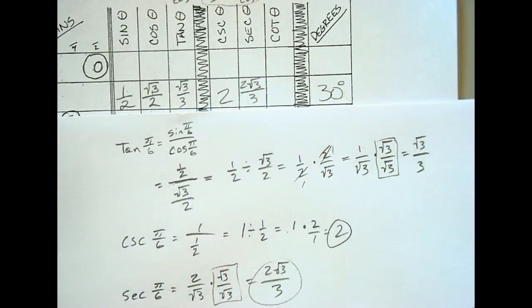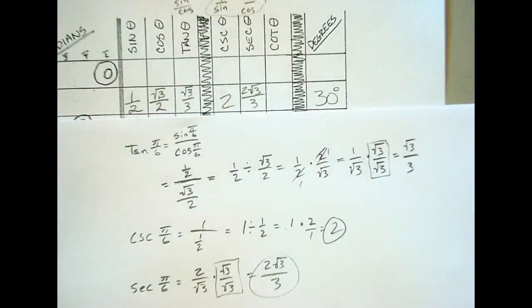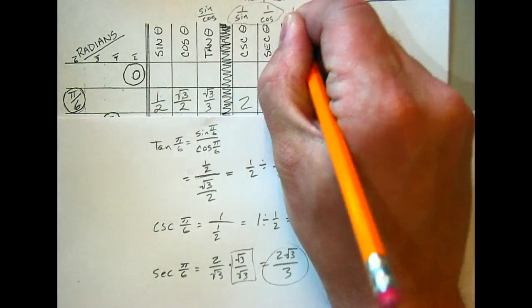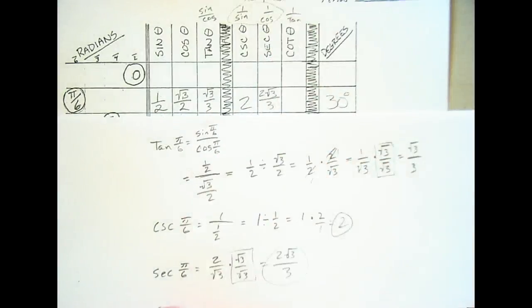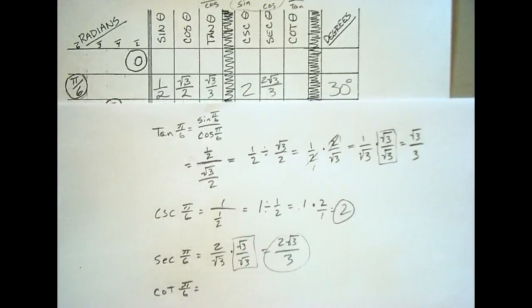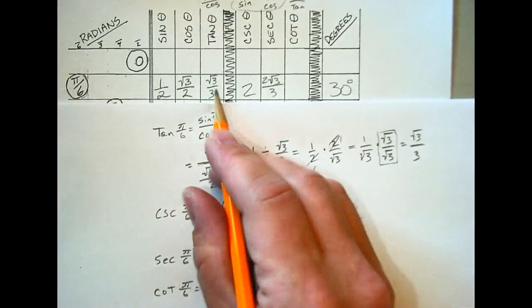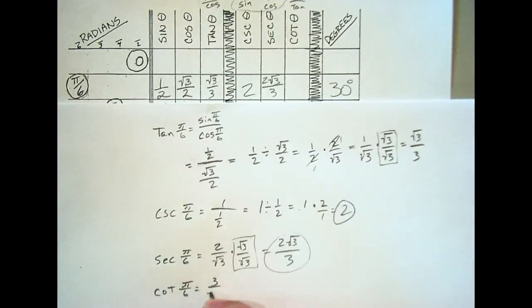Everyone figure out what cotangent is. Okay. See if you got it right. Cotangent. Remember that's 1 over tan. So the reciprocal of tangent. So cotangent of pi over 6 is equal to 3 over root 3. So we got to multiply by that special number 1.